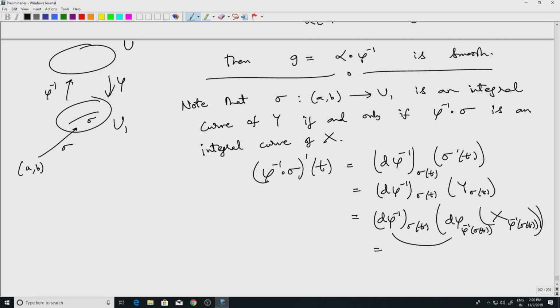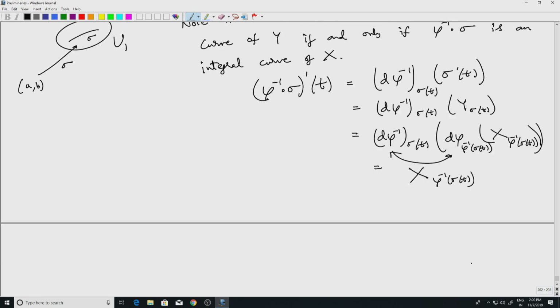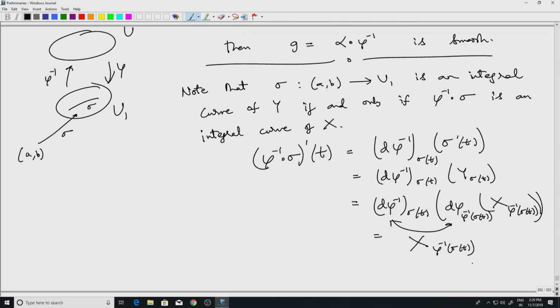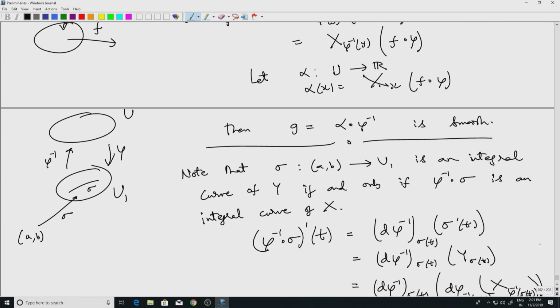You just look at these two terms. There's d phi inverse at sigma t and d phi of this. The chain rule tells me that this composition is exactly identity. So I'm left with x at phi inverse of sigma t, which is exactly what I wanted. So phi inverse composed with sigma prime is x at phi inverse composed with sigma. We have just checked that integral curves go to integral curves under this, just by taking phi inverse.